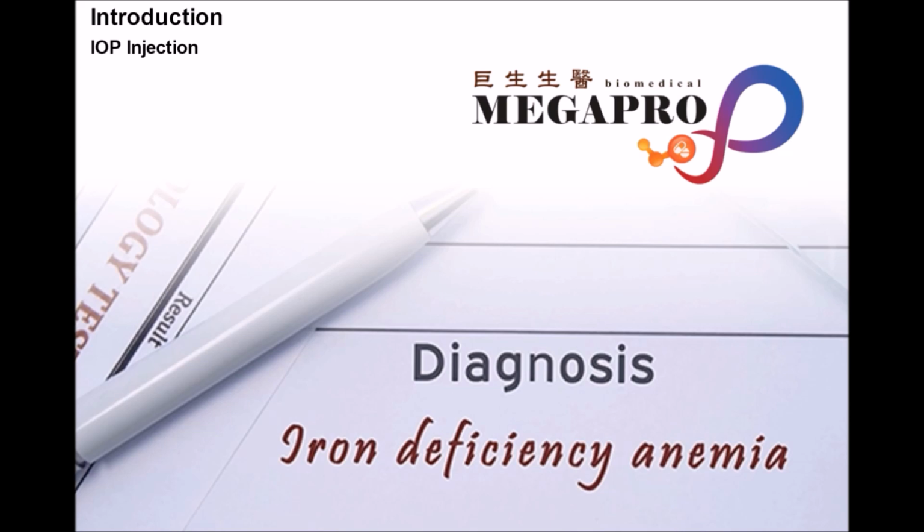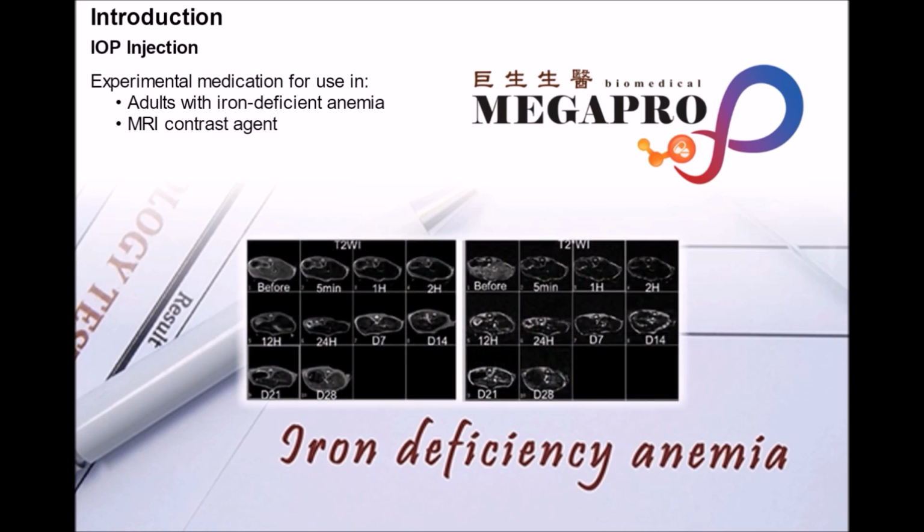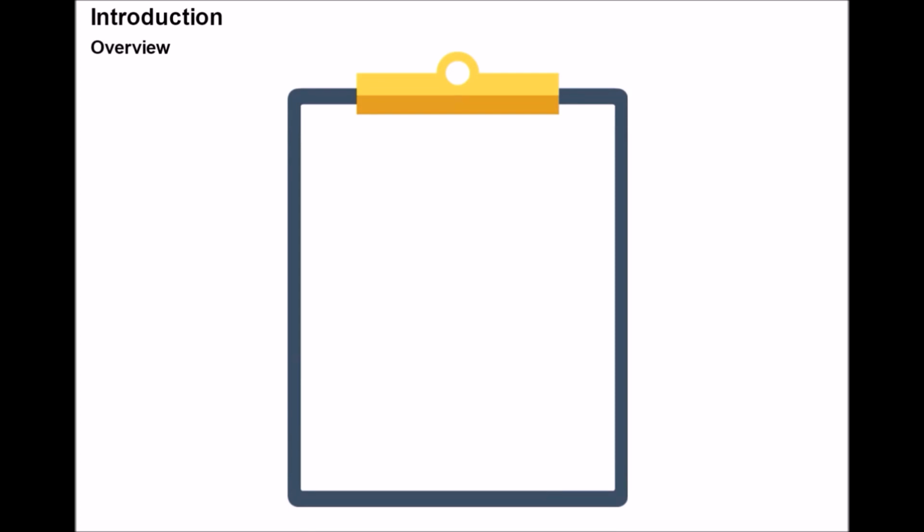IOP injection is an experimental medication that has been developed by Megapro for use in adults with iron-deficient anemia, or IDA, as well as a magnetic resonance imaging contrast agent. This module will begin with a brief explanation of how the unique structure of IOP injection gives it a novel mechanism of action in the treatment of IDA, and how this is expected to reduce the side effect profile compared to existing intravenous iron products.